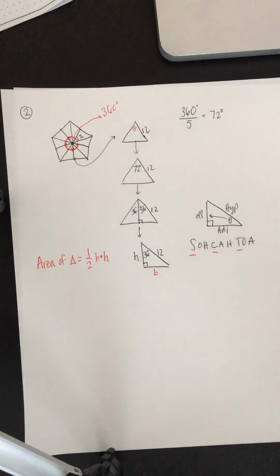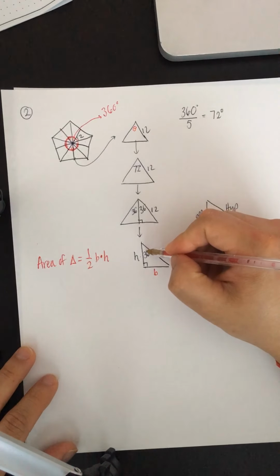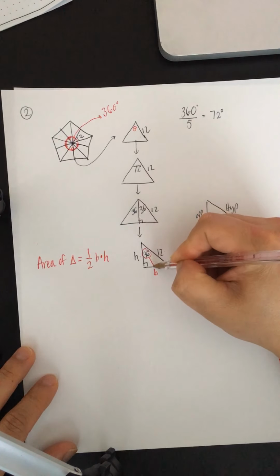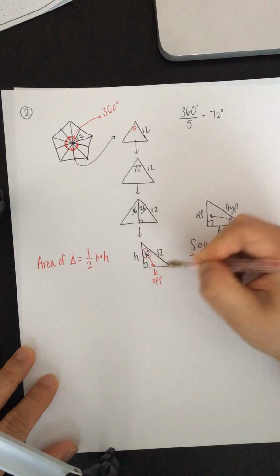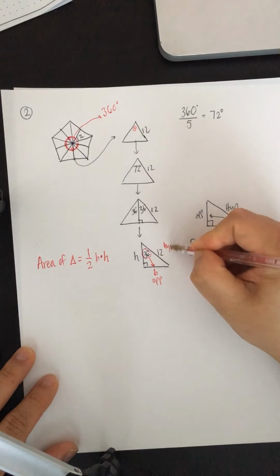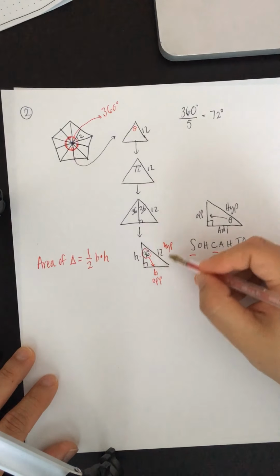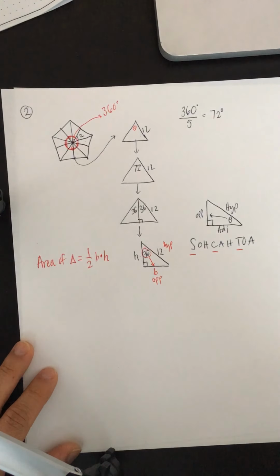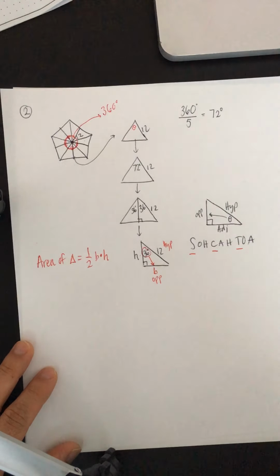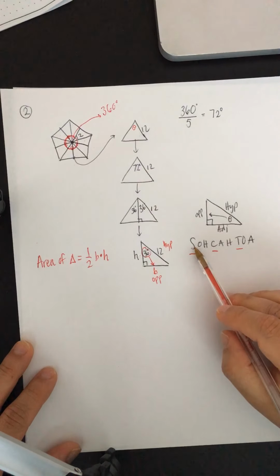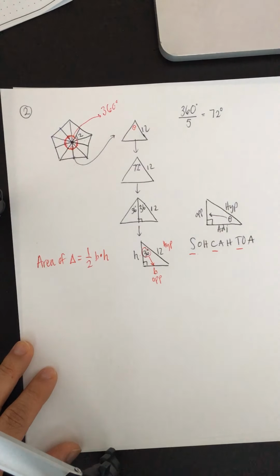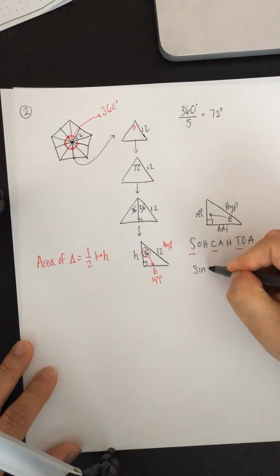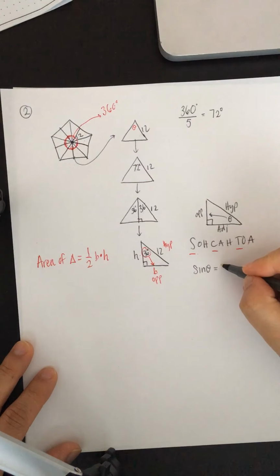Okay? So let's take a look. What are we given here? To solve for the base, we're given the opposite side and the hypotenuse. We want to solve for b, so we have to use this 12 here. Which ratio uses opposite and hypotenuse? Sine. So we're going to be using sine. The sine ratio is sine theta equals opposite over hypotenuse.